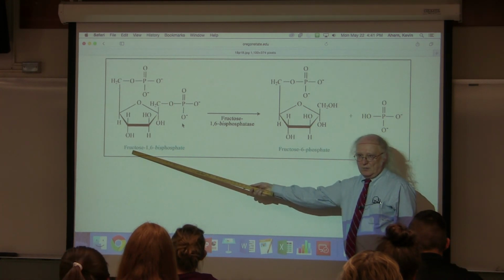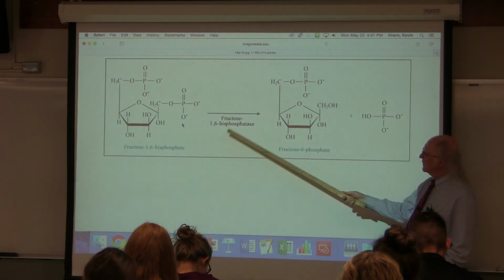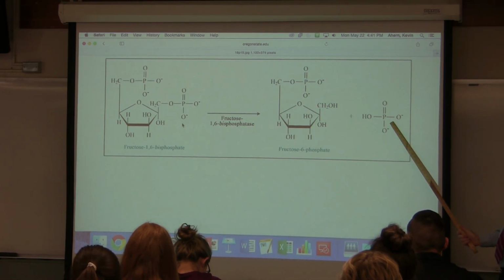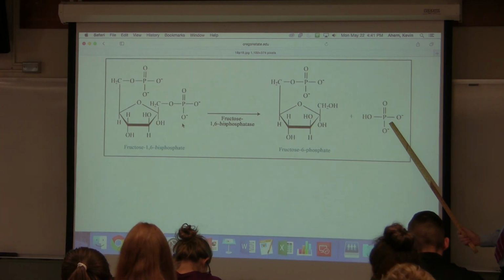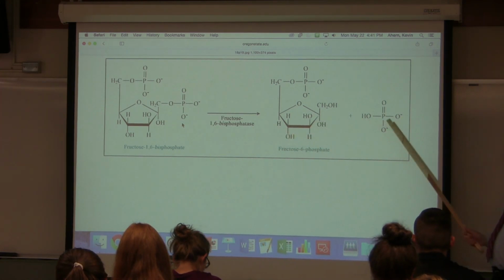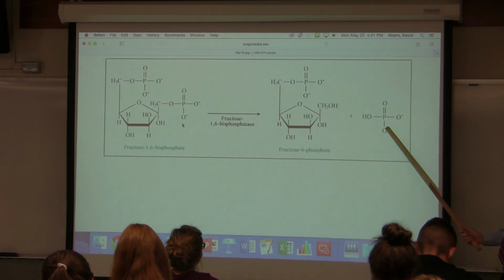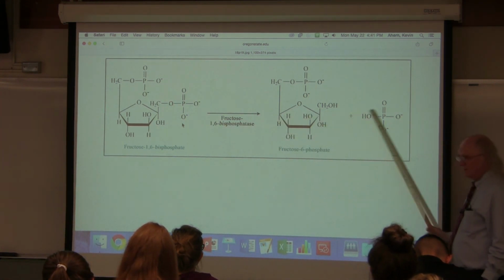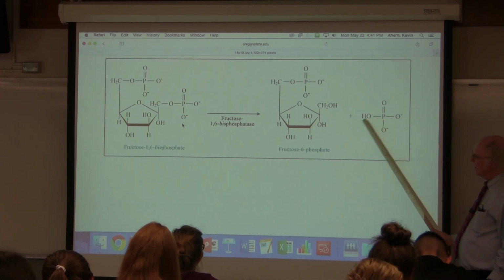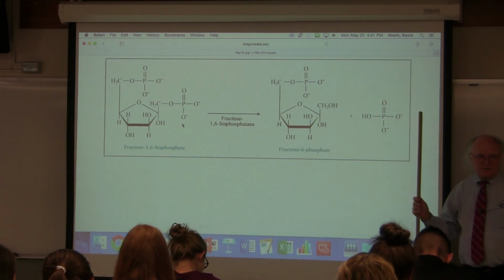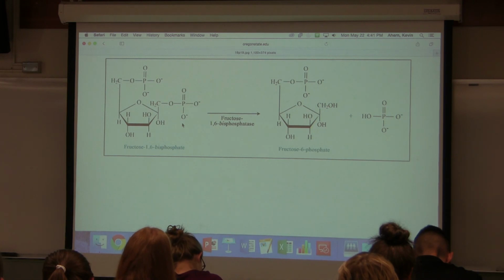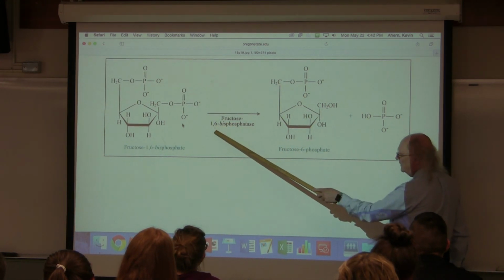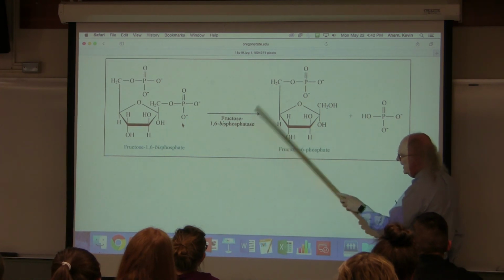Here's the reaction that we do. This guy loses a phosphate. If we were to reverse the PFK reaction, we would have to be putting that phosphate back onto ADP to make ATP. We don't do that. We simply clip a phosphate off and produce fructose 6-phosphate. The enzyme? F16BPase.